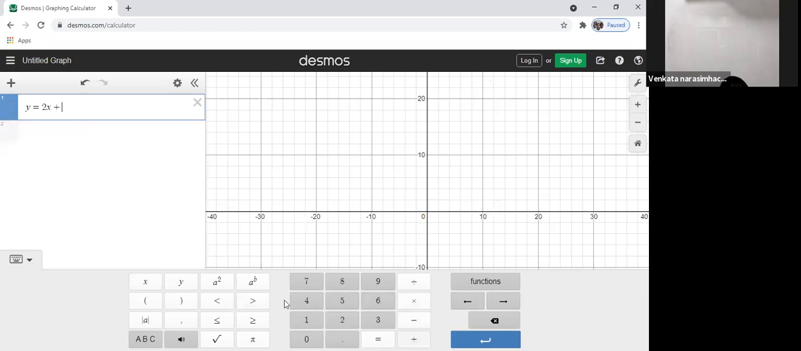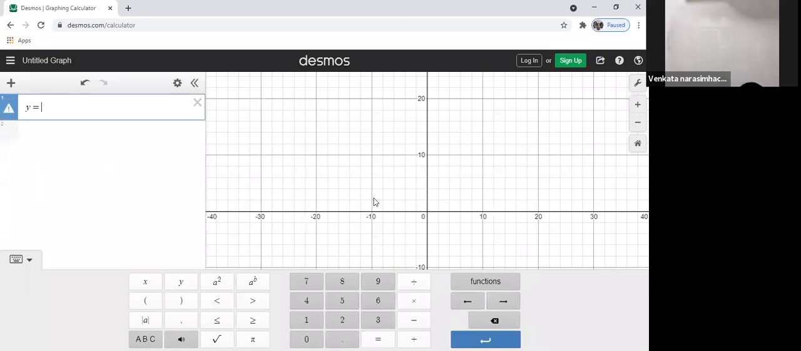2x plus 3. This will be the graph for y equal to 2x plus 3. You see the coordinates where I showed the marker, 0, 3. The y-intercept is 3. Are you able to see that? Yes, sir.